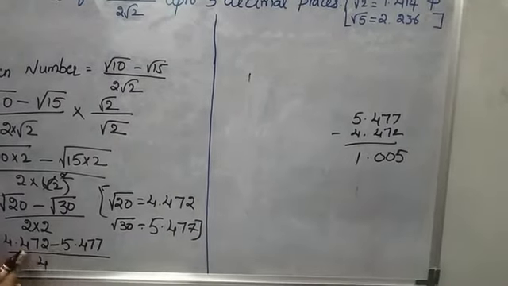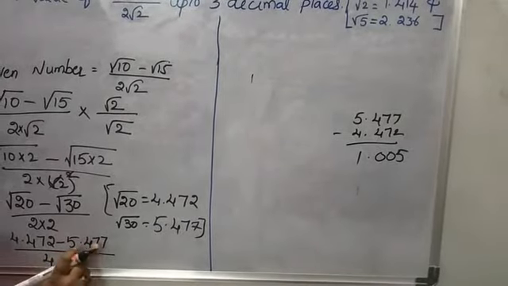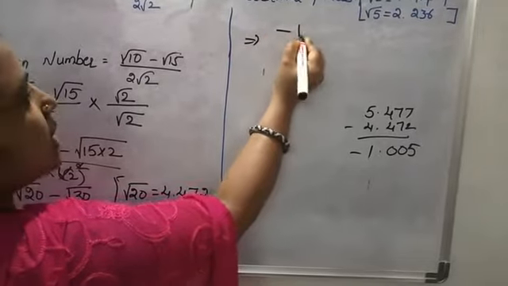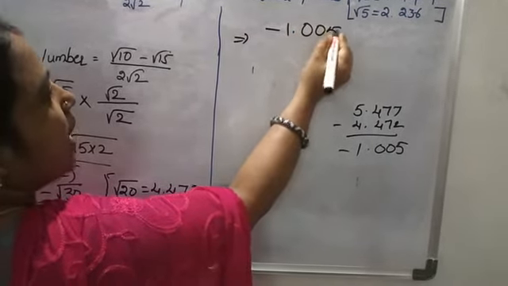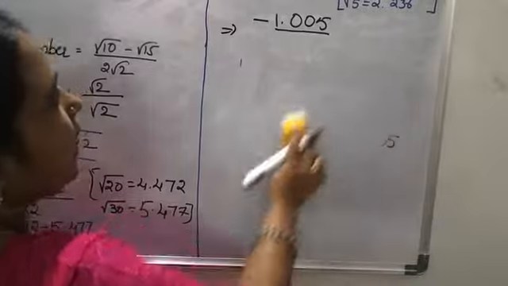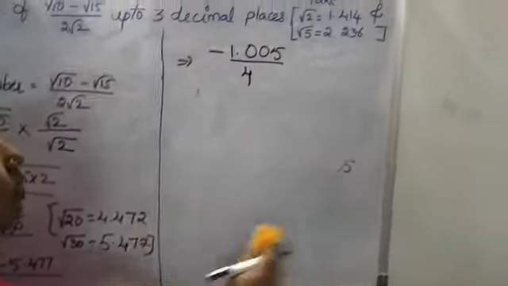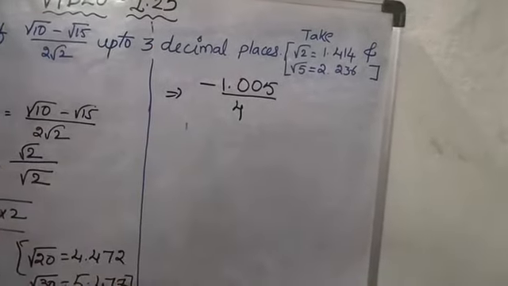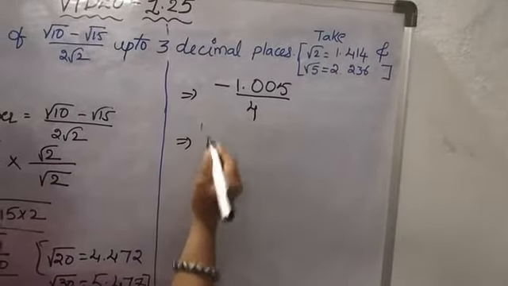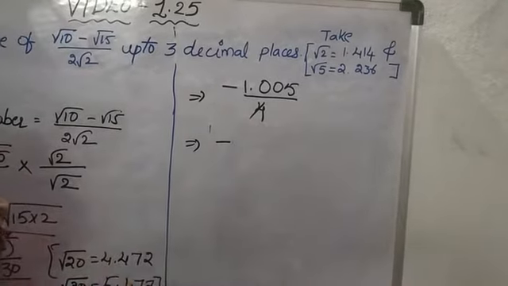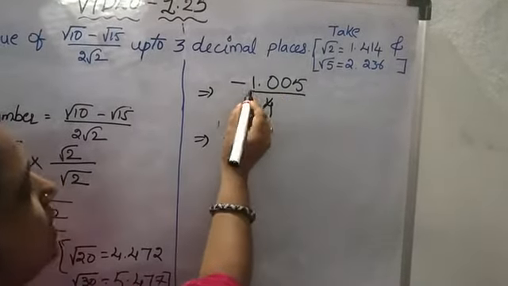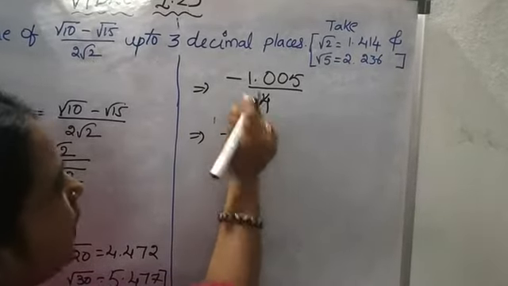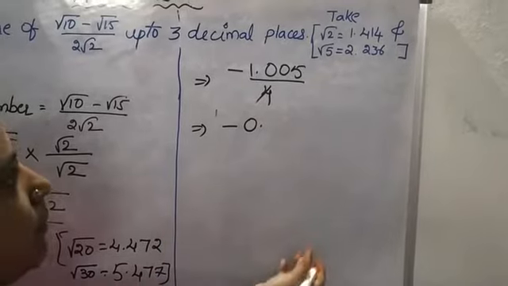But of these two, which is the greater value? 5.477. So for that, the answer should also be negative: minus 1.005 divided by 4. Okay children, so this is our answer, but the question asks for up to 3 decimal places. So divide by 4. Here it is not divisible, as 1 is not divisible by 4. So take 0.10, which makes 10.